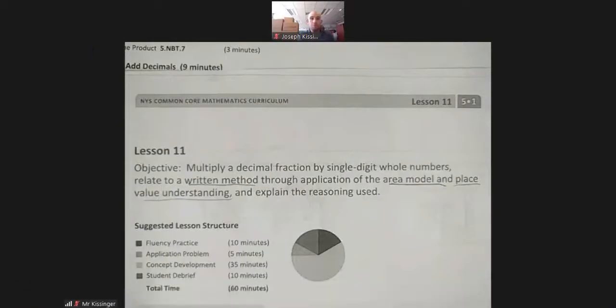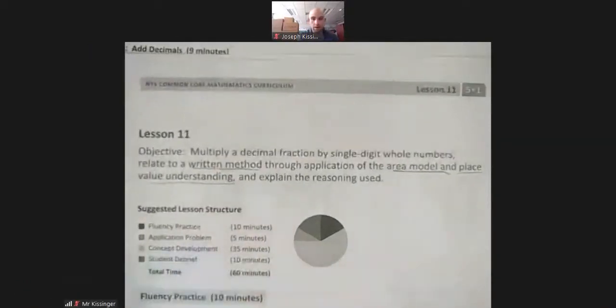All right, so that's it for Module 1, Lesson 11. We learned how to use both an area model and a place value chart to understand how our written method works. Next time, we will be working a little bit more on multiplication using decimals.